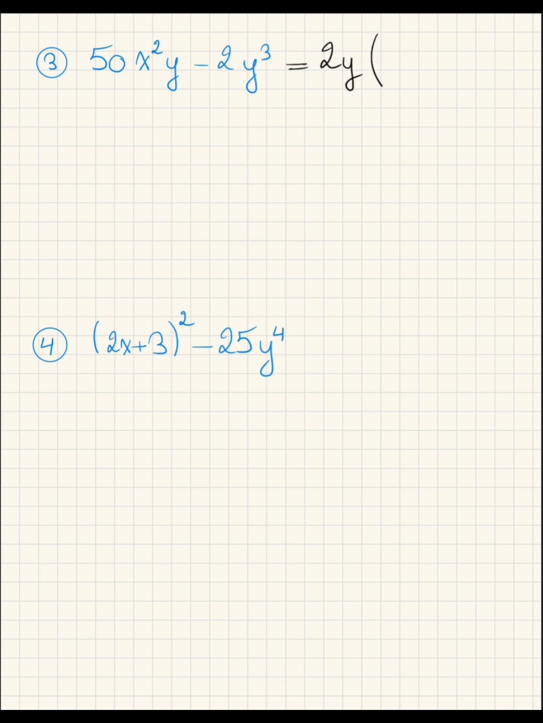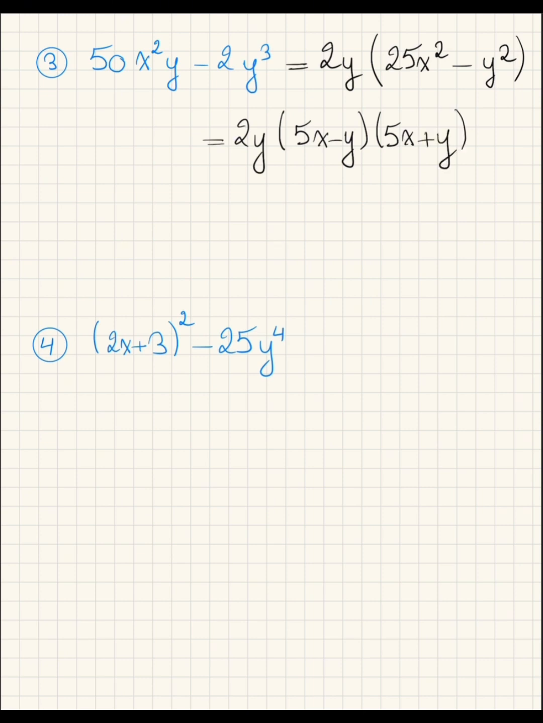What is left? From the first term, we are left with 25x to the power of 2. And with the second term, it is y squared. And here a difference of two squares pops up. So this becomes 2y into 5x minus y multiplied by 5x plus y.